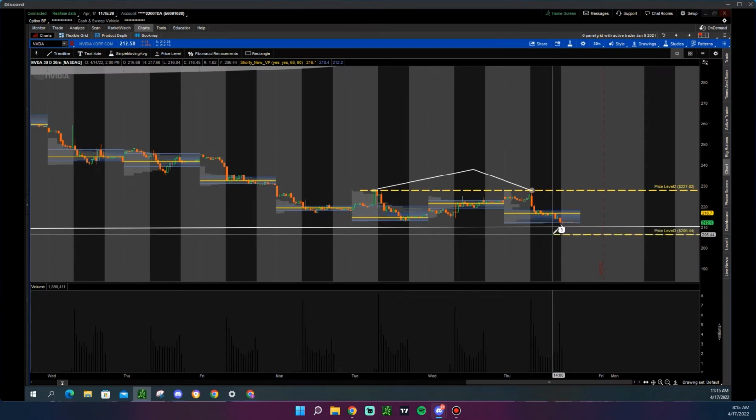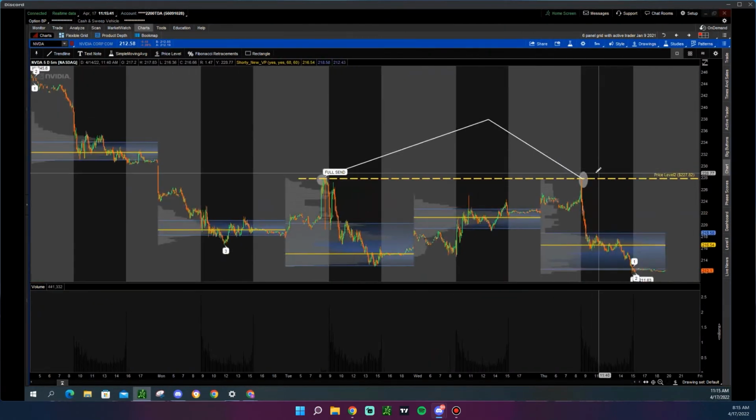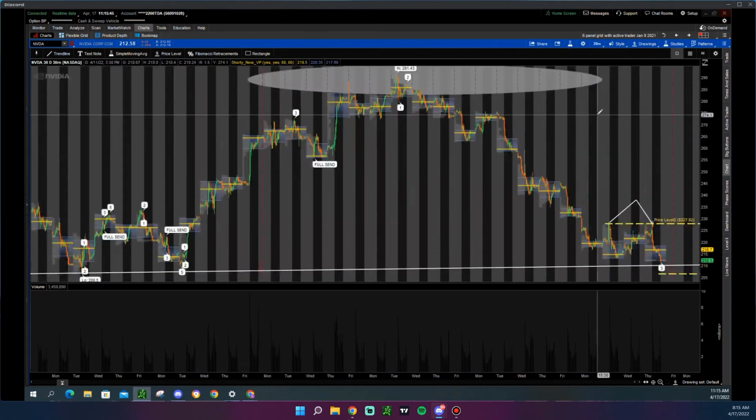I'm looking to see what this buyer does now. Is he going to protect his dollar average where he exploded from last time? Based on this, is it a 5 minute, 5 day chart? I can't tell. This is right now 5 day, 5 minute. This one is 30 days, 30 minutes. For volume profiles, we use 30 days, 30 minutes.